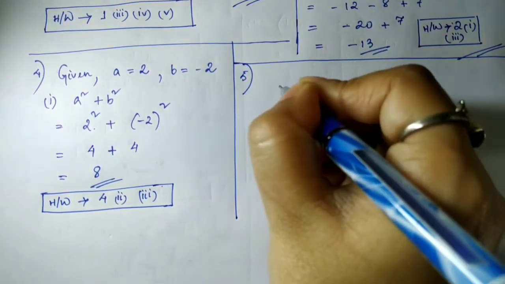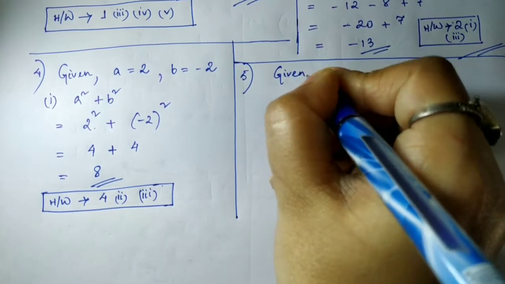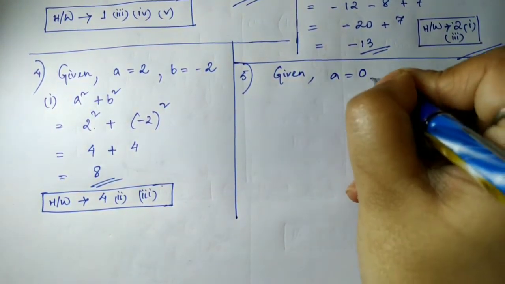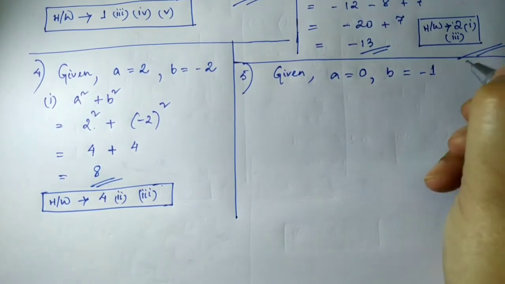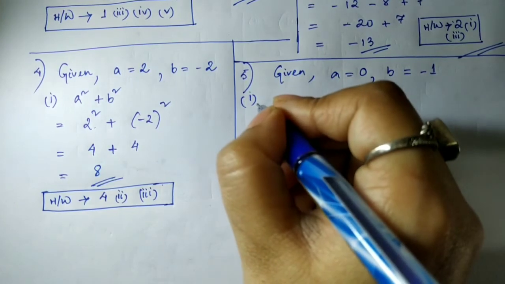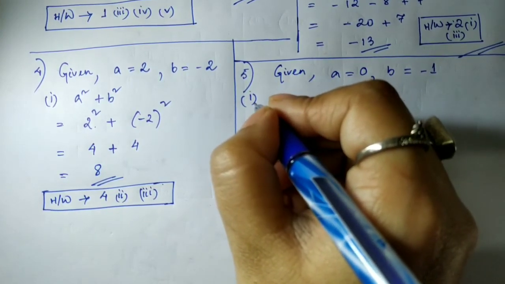Question number 5, it's given. Let's write down what is given. a is equal to 0 and b is equal to minus 1. Find the value of the given expressions. Let's see question number 1 here: 2a plus 2b.